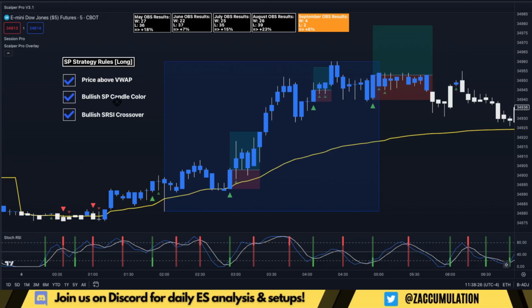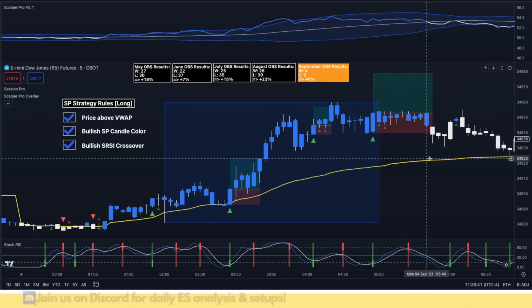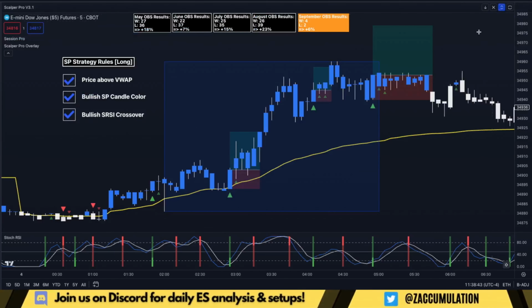The second condition is that we need a bullish Scalper Pro candle color. For me, that's the color blue, and it's blue as long as the Scalper Pro really is above its midline right here. And as soon as we switch from blue to white, the candle color is shifting as well. We use that to track momentum. And our trigger signal would be the stochastic RSI crossover, and we want that crossover to happen below 50. Right here, that's where we get the signal.